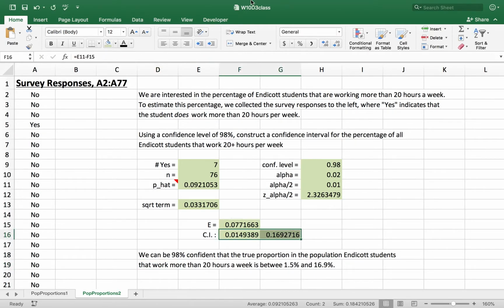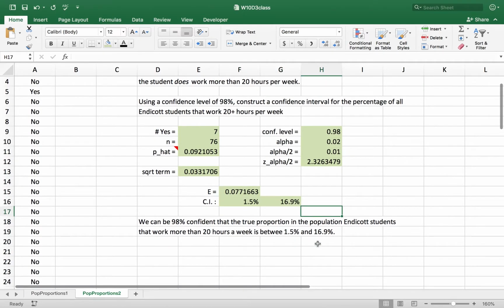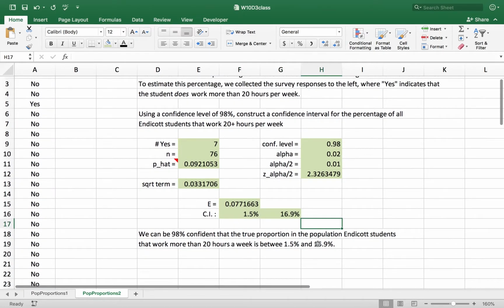Keep in mind in Excel, if you wanted to modify any of these things, you're welcome to do that. You can change these to percentages, you can fix your own rounding, however you want to do this, but you do have access to that inside of Excel.